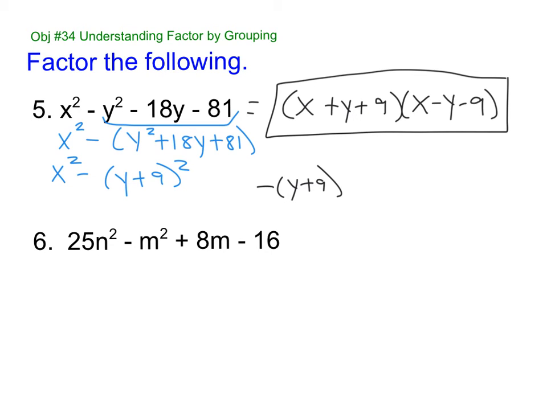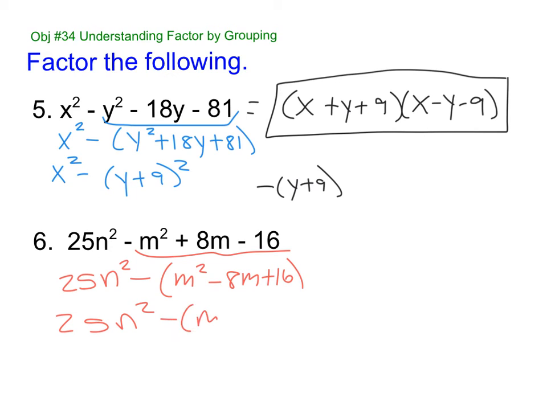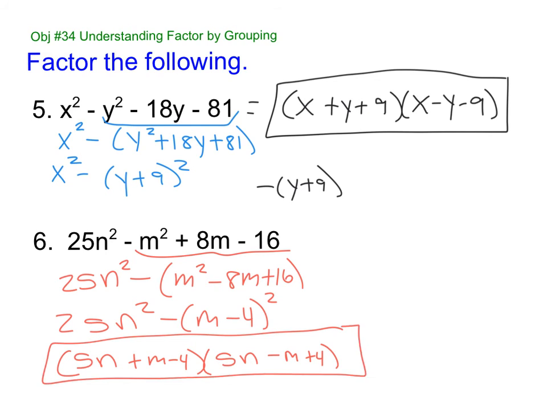Let's see. All right, so this one, 25n squared, and then we've got that, which is going to be minus parentheses, m squared minus 8m plus 16. So 25n squared, m minus 4 squared. 5n times 5n plus m minus 4, minus, and then m minus 4, so m plus 4, right? Change the sign, distribute. And that's our answer.